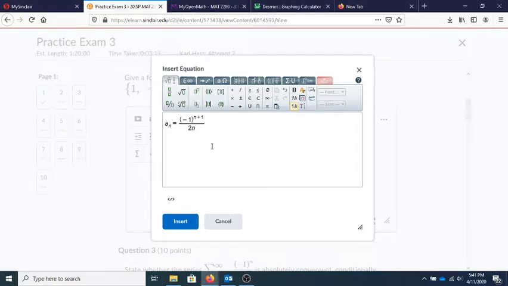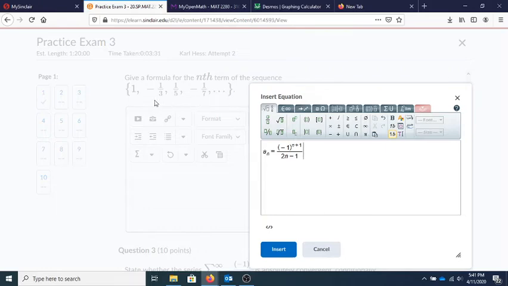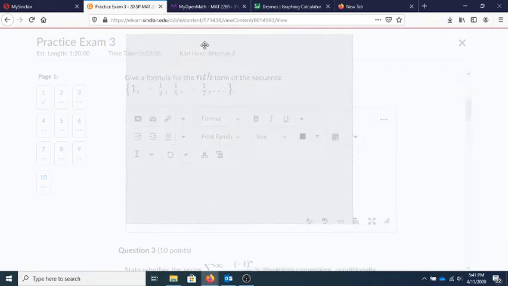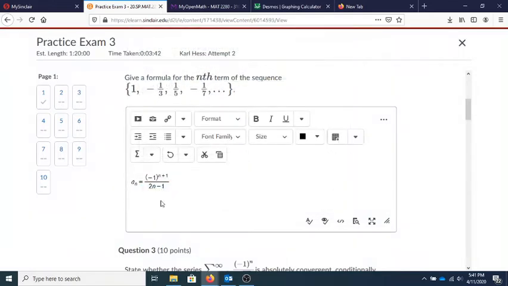Now if I do 2n plus 1, then when n is 1 we'll start on 3. But I want to start on 1. Now if you need to, you can always grab this box and drag it out of the way if you have to look back at the original problem while you're working. Alright, but that looks pretty good right there, so I'm going to go ahead and click Insert.